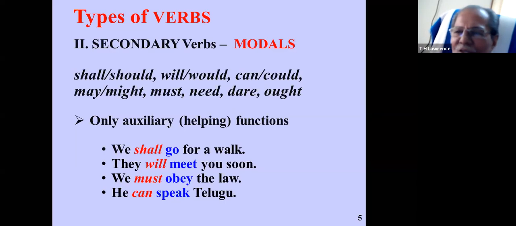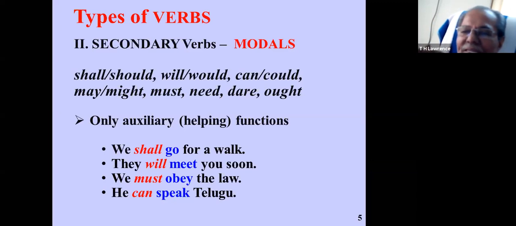Why do we call them modals? Because they are used to indicate the mood of the speaker. Whenever we want to say something, it depends upon our mood how we choose a modal and express our idea. Now, these modals can function only as helping verbs. So, see here, only auxiliary or helping functions. They cannot function as main verbs. Or, in other words, you cannot make a sentence with shall alone, or should alone, or will alone, would alone, and so on. No, you have to have a main verb.